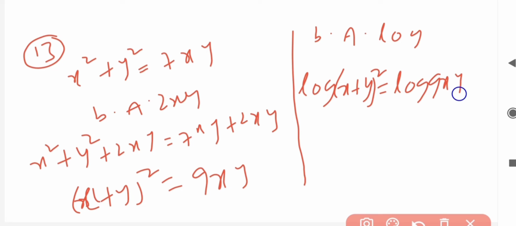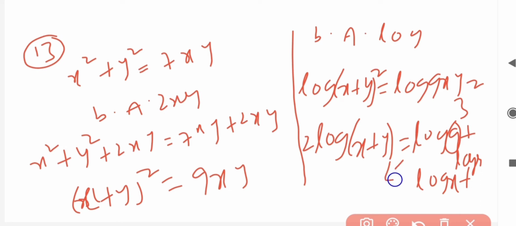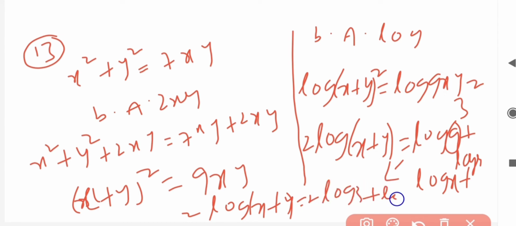So this one is log x to the power of m form. So 2 log of (x plus y) equals, on the RHS side, using the log xy formula, log 9 plus log x plus log y. 9 can be changed to 3 square, which again is in the form of log x to the power of m. So finally 2 log of (x plus y) equals 2 log 3 plus log x plus log y. Okay, next one.